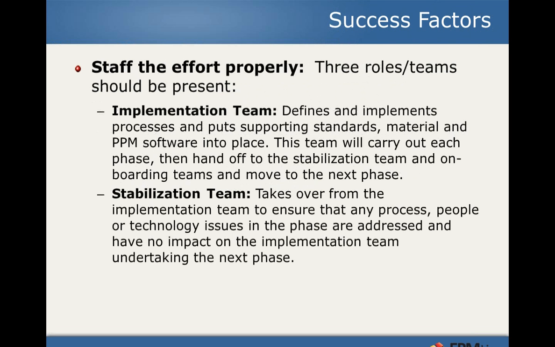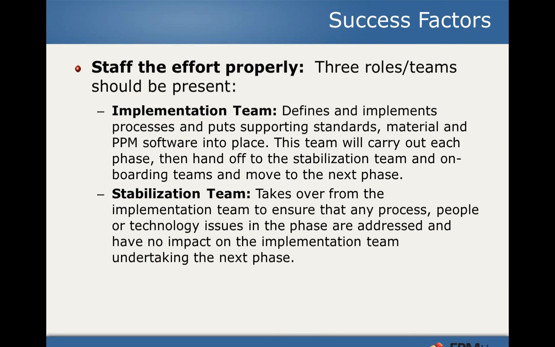The other thing we need to do is not just build a plan, but choose to staff the effort properly. These roles, or teams, not necessarily teams, but these roles in the process improvement effort and the system improvement effort, should include these. You should have an implementation team, and that implementation team should define and implement the processes and put the supporting standards and material and software into place. They'll carry out each phase, so as we go and execute, they'll execute on the phase.